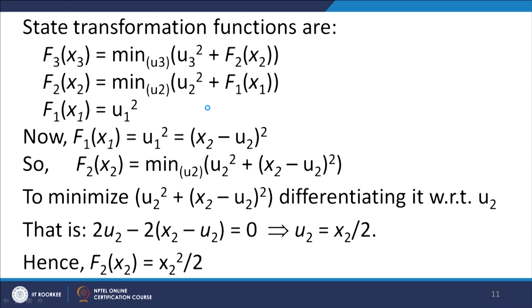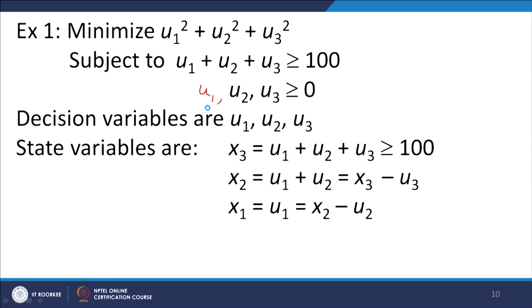This is possible, remember, because in the problem that is given to us, each of these three terms is in one variable only: the first term is in u1, the second term is in u2, and the third term is in u3. So, each of the three terms is in a different variable, and as per the definition this is called a separable function.